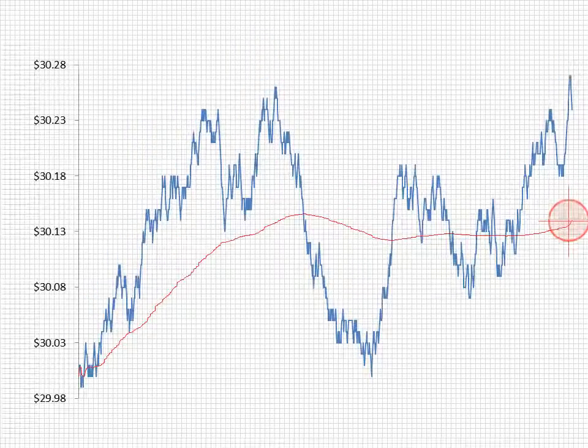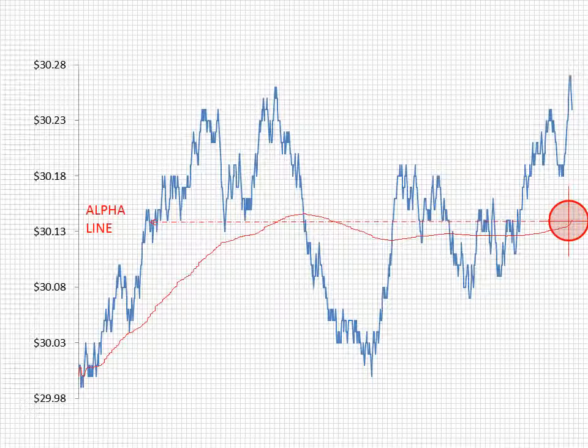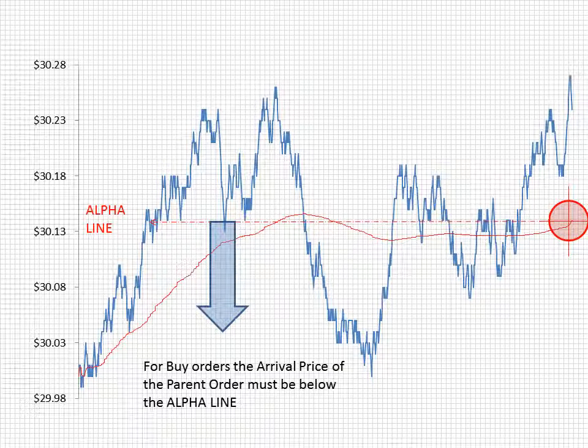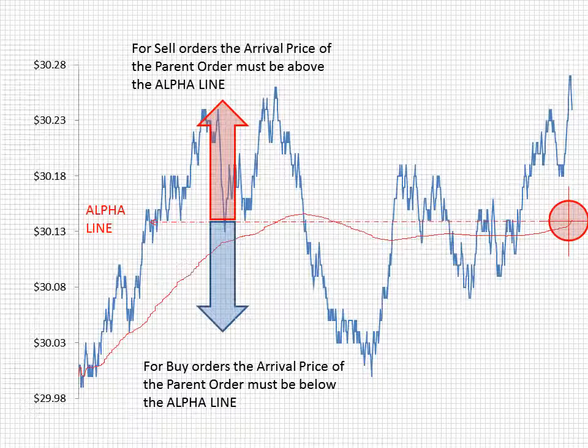Continuing that thought, we use the final VWAP benchmark to construct what's called the alpha line. And we understand that for buy orders, the arrival price of the parent order must be below the alpha line. For sell orders, the arrival price of the parent order must be above the alpha line.